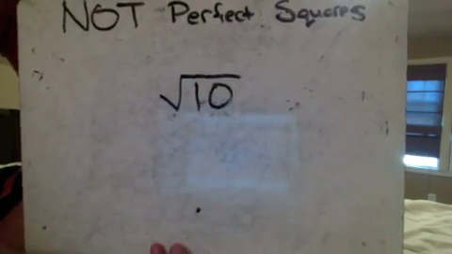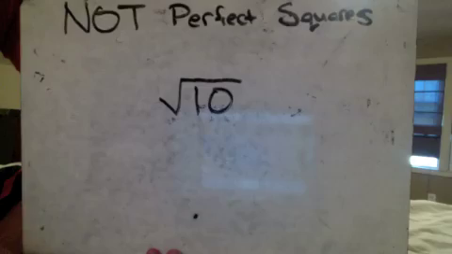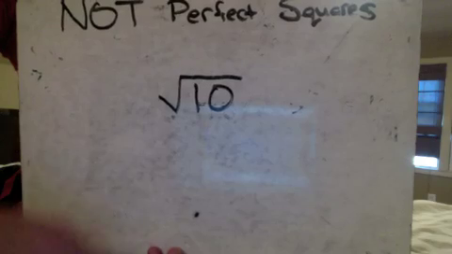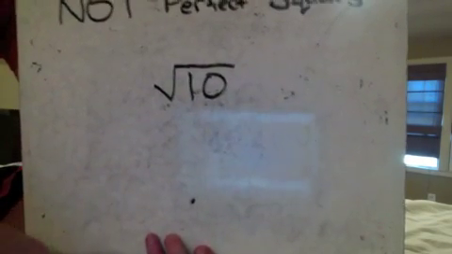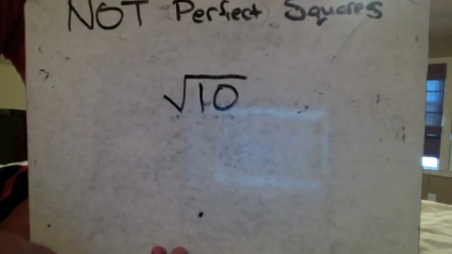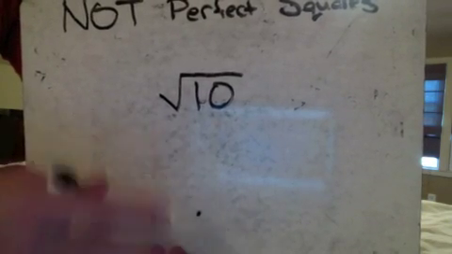Alright, square root of 10 is definitely not on our perfect squares chart. This is not going to come out whole. There are not two of the same whole number that we can multiply together to get 10. Okay? I want to know between what two whole numbers the square root of 10 goes.